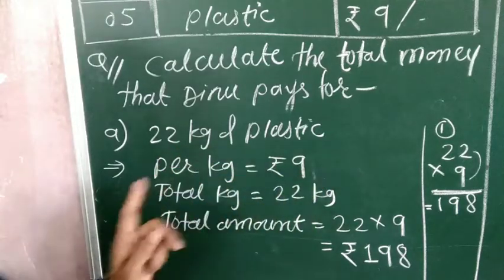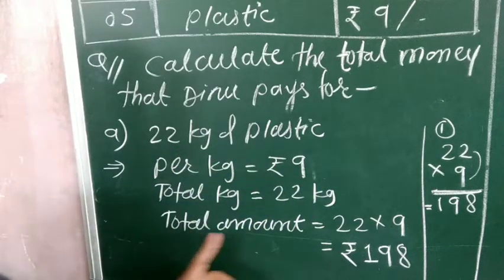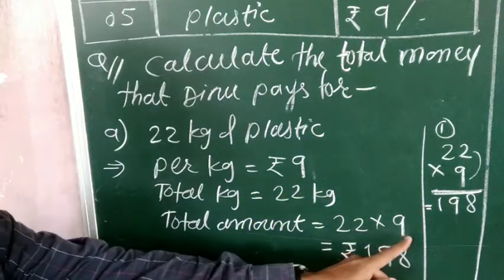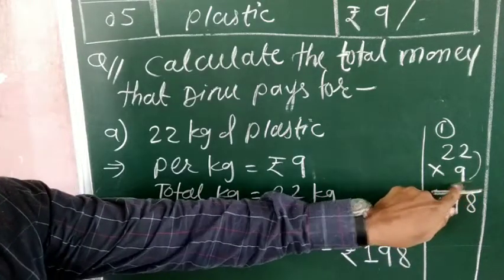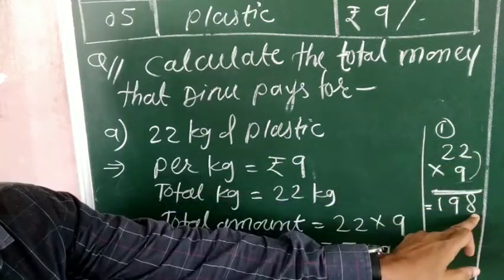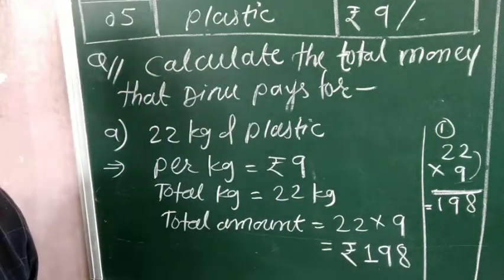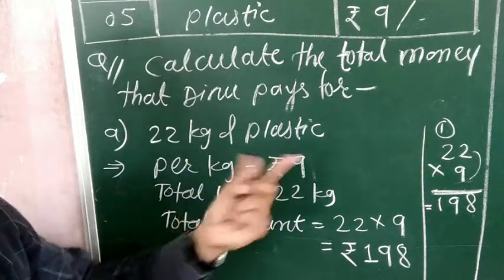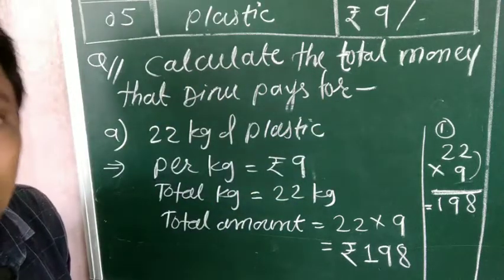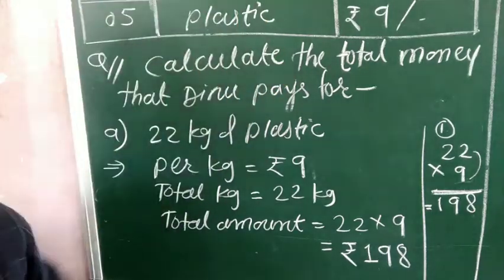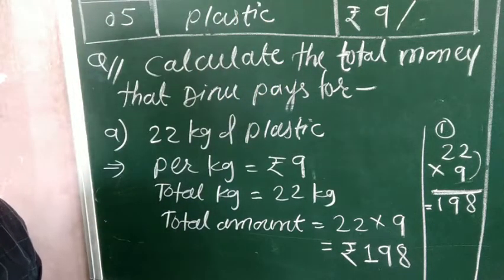See, 22 kg of plastic. Per kg it is 9. Total kg is 22 kg. And the total amount will be, we have to multiply this 22 by 9. So 22 into 9, 9 2s are 18, carry 1, 9 2s are 18 plus 1, 19, it is 198. So this is the total amount in rupees for 22 kg of plastic at the rate of rupees 9. This way we can calculate the total amount of any weight by multiplying the given weight by the per kg rate.